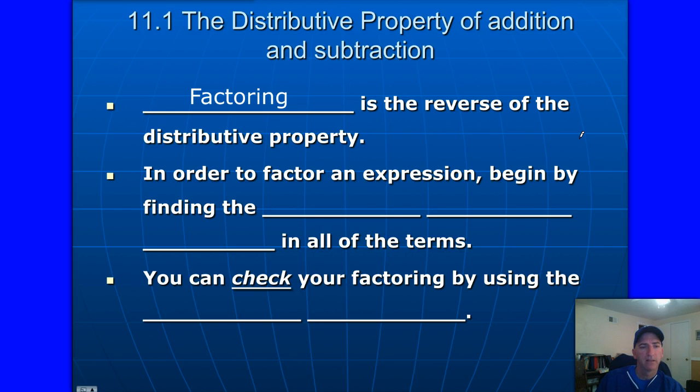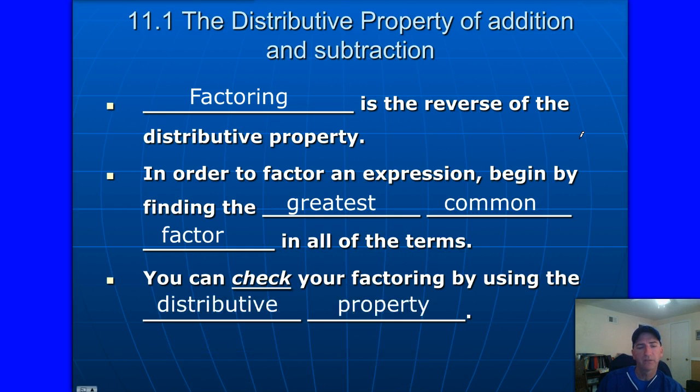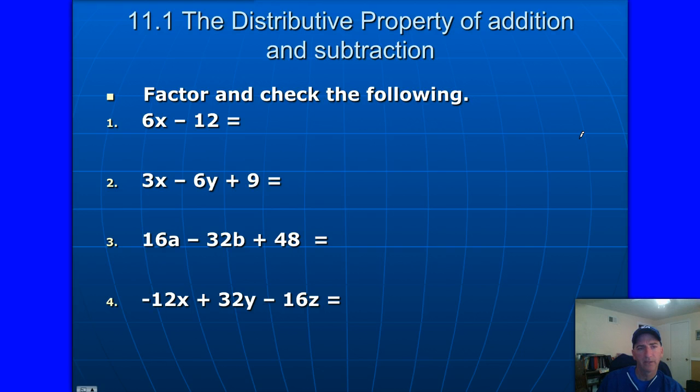All right. The second bullet says that in order to factor an expression, we're going to begin by finding the greatest common factor in all the terms, and you can check factoring by using what's called the distributive property here. So it's probably easiest if I just show you an example. Let's take a look at number 1. It says 6x minus 12. Well, remember, we can't add 6x to 12 because those terms are different. We talked about that in the previous slide.